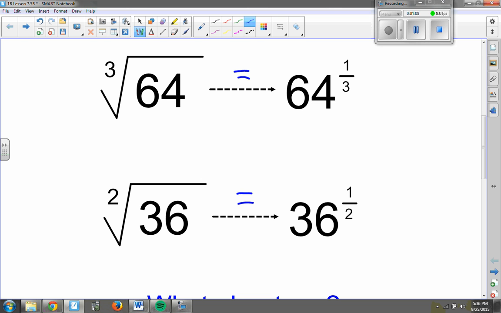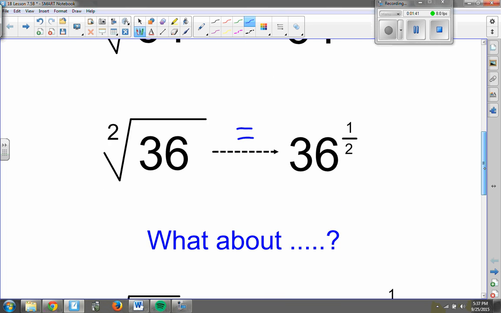What I want you to notice or remind you of is that this index also shows up here in the bottom of our fraction, in the denominator of our exponent. That is going to be very, very important today. So please make note of this: the index and the denominator of our fraction are the same number. Now, the question we're going to ask in this video is this.